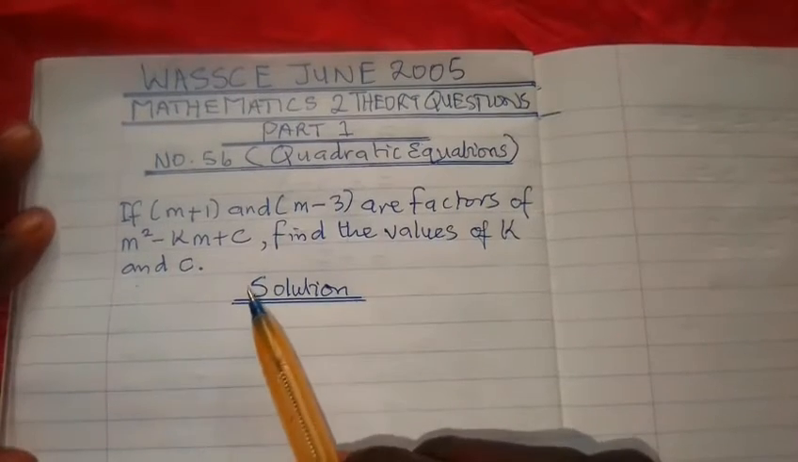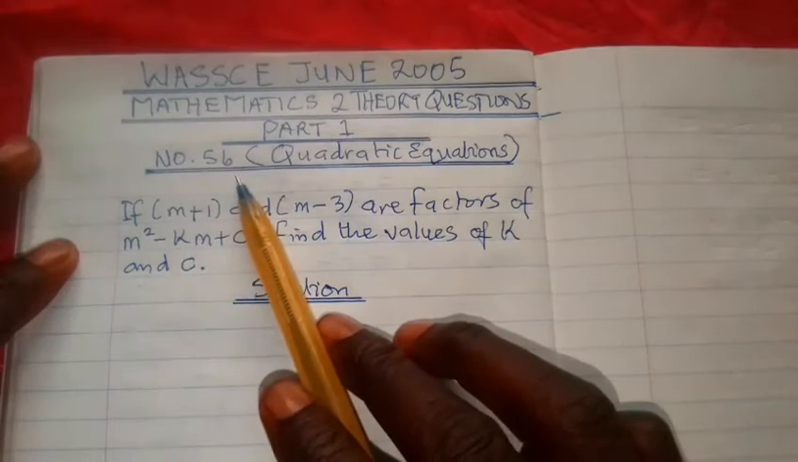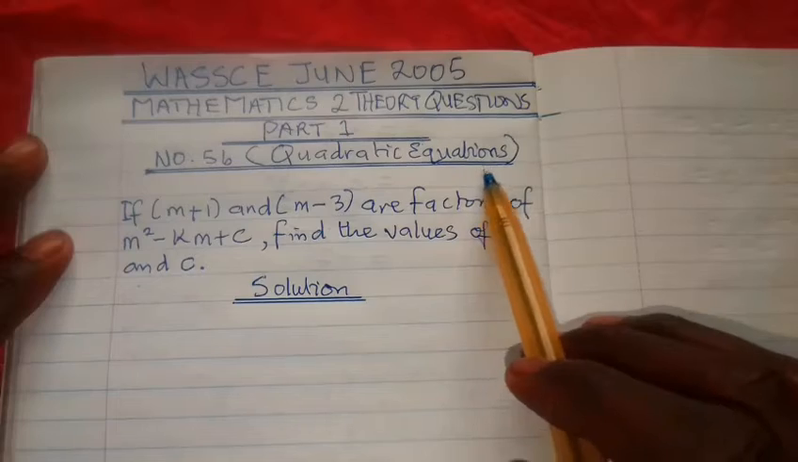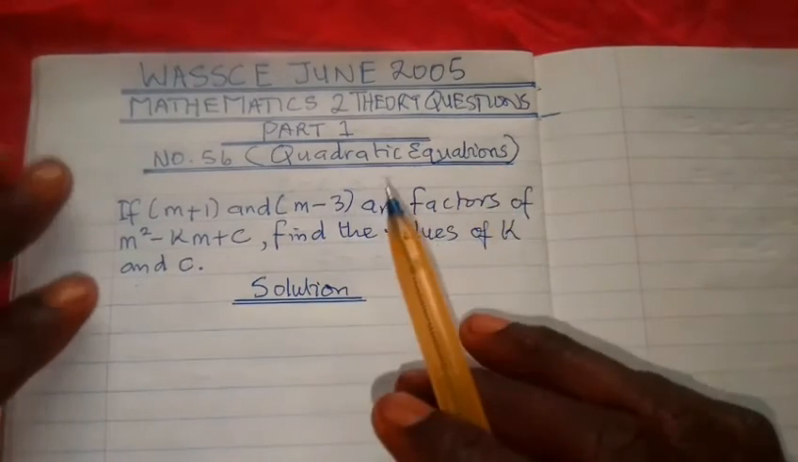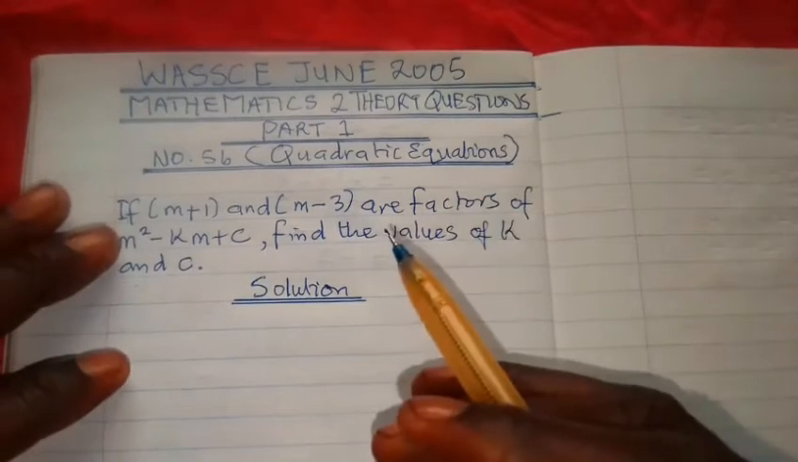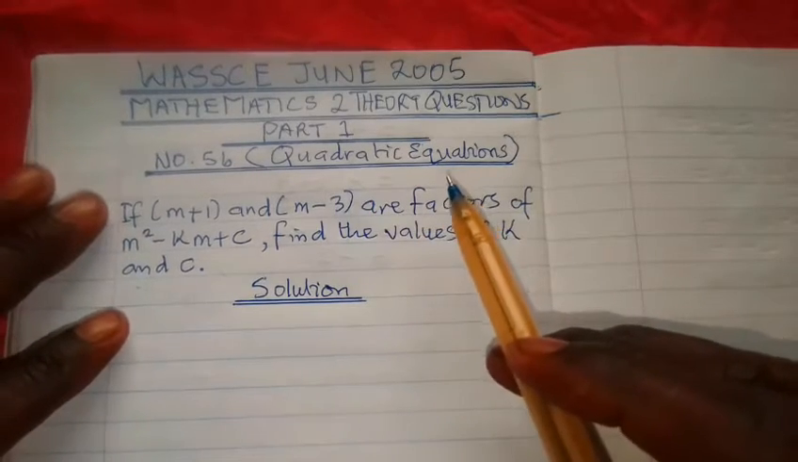For the question today, we will be looking at number 5b. This number 5b question is a quadratic equation question. Either you call it quadratic equation or quadratic expression, depending on how the equation is presented to you. Now, I have already treated lots and lots of questions about quadratic equation in this channel.